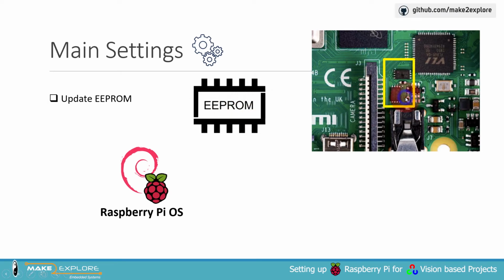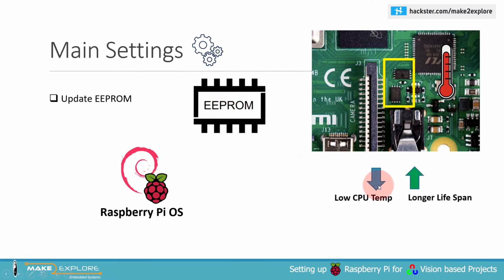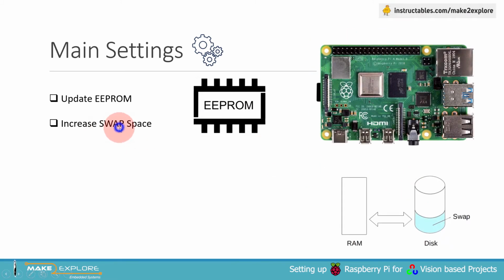This has nothing to do with OpenCV, but all the more with heat dissipation. On Raspberry Pi forums, users have reported that, in some vision-based applications, the heat of the CPU drops from 65 degrees centigrade to 48 degrees centigrade, simply by updating the EEPROM's contents. And, as we know, a low CPU temperature will increase your Pi's lifespan. Then the next step is to increase your swap space.